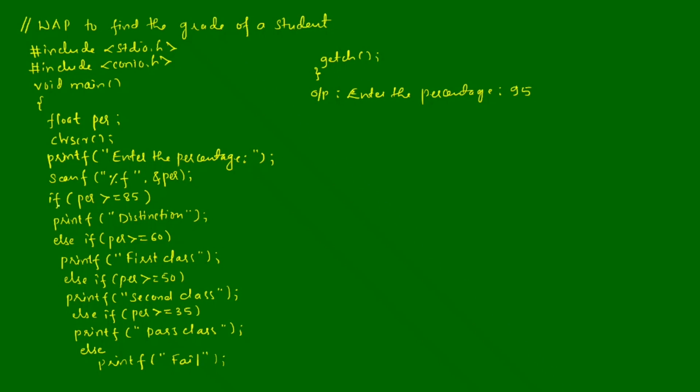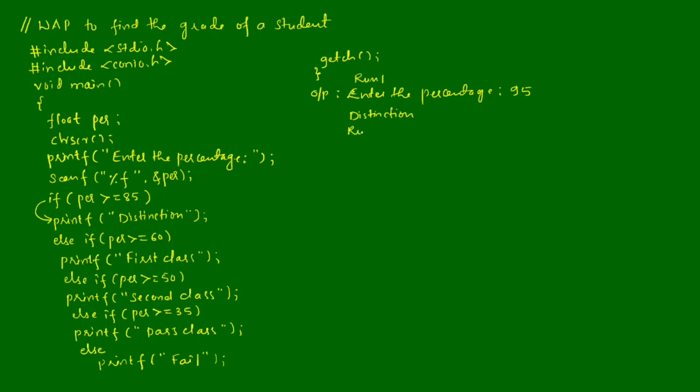Now we are going to check out the first condition. Percentage is greater than or equal to 85. Yes, 95 is greater than or equal to 85. So hence it is true. So if it is true, then this first statement itself will get executed and it is going to display distinction. So this is called run 1.